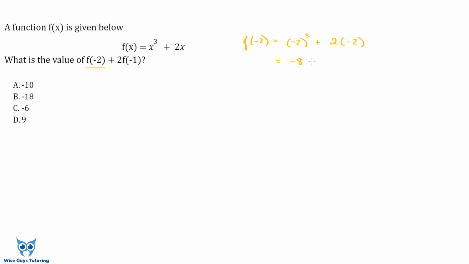So it's minus 8 plus 2 times minus 2, that's minus 4. Of course, we know that minus 8 plus minus 4 is just minus 8 minus 4, and this is negative 12.